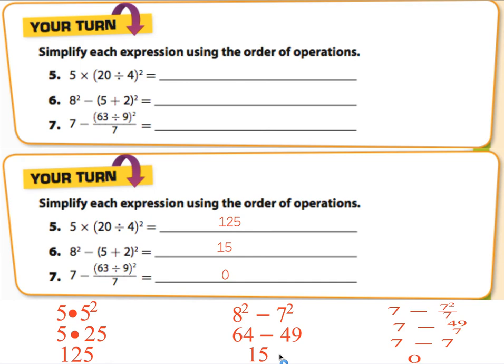This next one was kind of fun. You had to do 63 divided by 9, which gave you 7. But then you had to square 7, which gave you 49. And then you had to take 49 and divide it by 7, which gave you 7. And then you had to do 7 minus 7, which gave you 0.